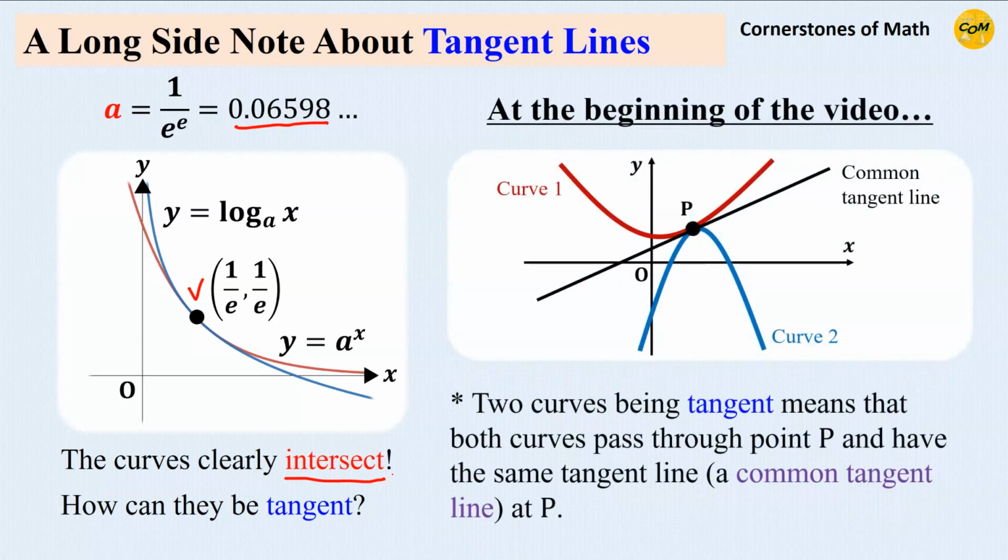But remember what I said at the beginning of the video? Two curves being tangent means that both curves pass through a certain point P and have the same tangent line at that point P, which is called the common tangent line. This is the legit definition of two curves being tangent that can be found in advanced analysis or calculus texts, and by this definition, whether the curves intersect or not does not matter as long as the common tangent line exists. But this leads to another burning question.